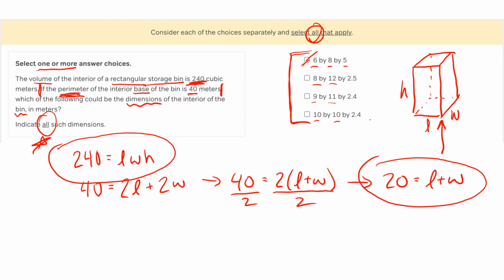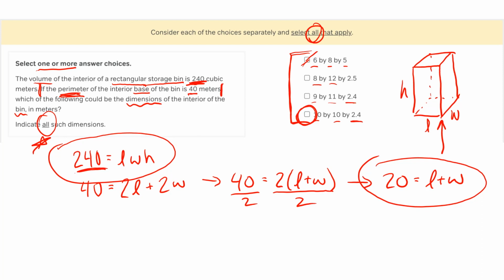And I'm immediately drawn to the last answer choice, or answer choice D, because it's got 10s in it. And then I noticed something else pretty cool. 2.4. Wow, that looks suspiciously like 240. That's nice. So 10 times 10 is 100. 100 times 2.4. Wow. Didn't have to bust out a calculator for that one. That's 240. So I know that that answer choice works because it makes both of these equations true. All right, so one answer choice, but I'm not done. I'm going to move on to another.